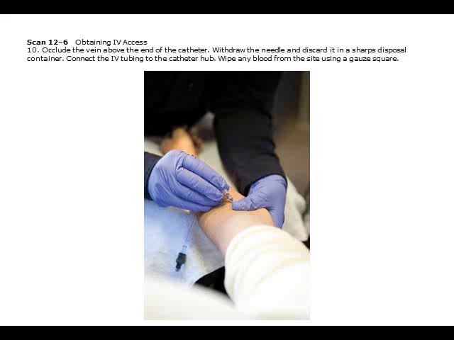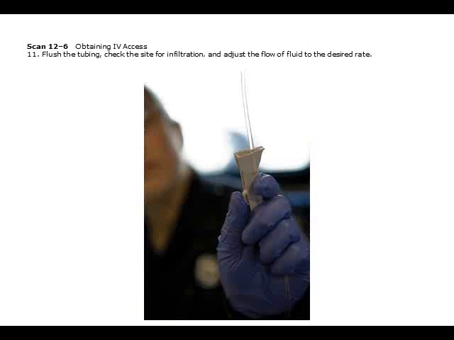Wipe up any extra blood that we have. Flush the tubing, holding on to the catheter still, not letting go of the catheter. So you crank that roller clamp all the way up there. We're going to look at the site very closely to see if there's any infiltration where it starts to puff up or become discolored, and then adjust the flow of the fluid to the desired rate.